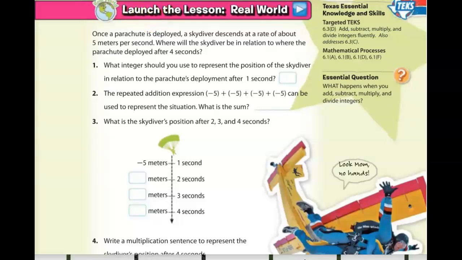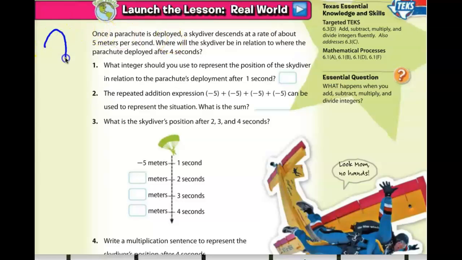All right, so today we're going to continue multiplying integers. And remember, an integer is a whole number and its opposite, also the number 0, which is neither positive nor negative. So we're going to start out with this word problem about a parachute, and we're going to use what we know about integers to solve this problem.